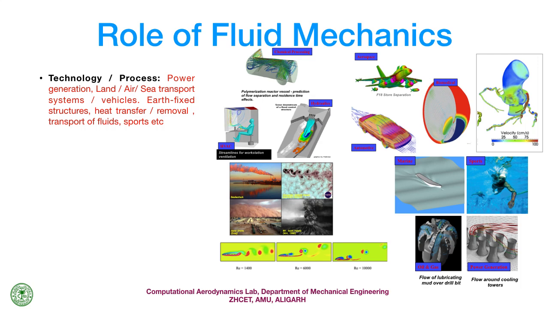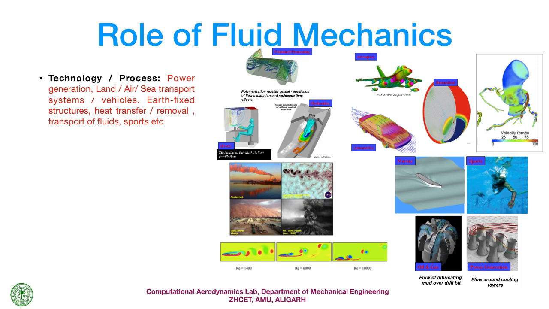Then there is another example of sports like swimming, where people have used fluid mechanics to study the effects of how the backstroke or other strokes are used, or how these strokes can be changed to augment their swimming skills.